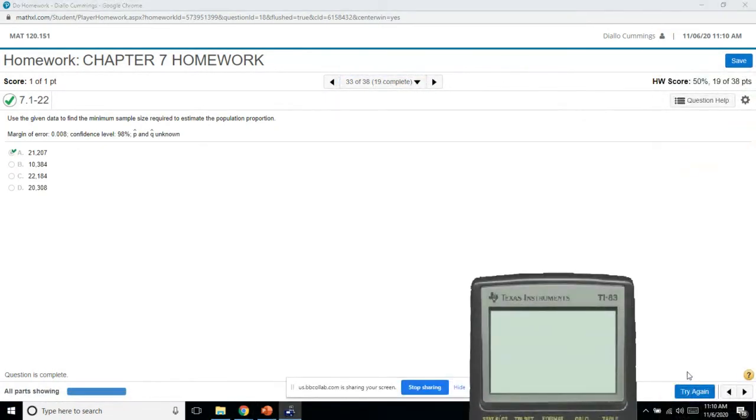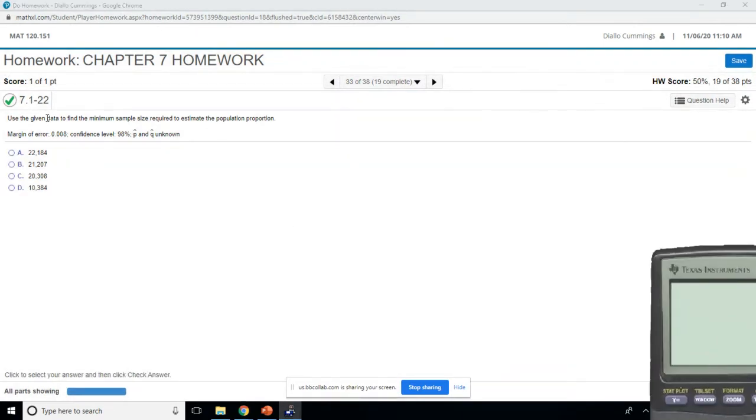And in problem number 33, we're given a question. Use the given data to find the minimum sample size required to estimate the population proportion. Our margin of error is 0.008. The confidence level is 98%. P hat and Q hat are unknown. So how can we determine our sample size n?